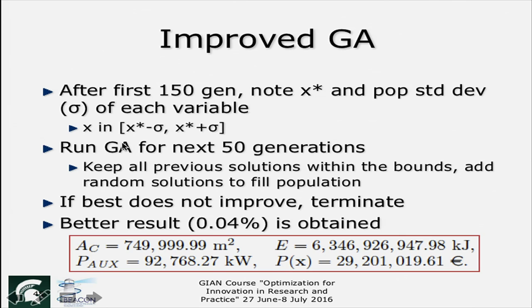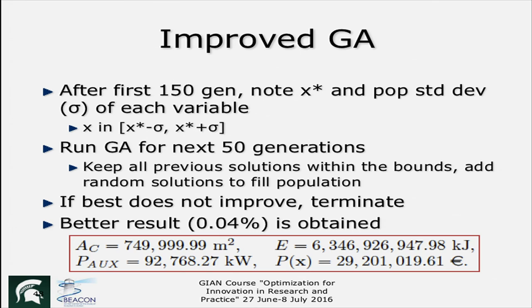We say, okay, we're going to run 150 generations and get the current X star, whatever is the best now. Then at that 150th generation, for every variable I have a minimum and a maximum, and I can find the standard deviation of the population. That's my sigma. Then I go plus or minus sigma around the X star and reduce my lower and upper bounds, so I restrict my search from there on. Run another 50 generations. I do it two times like that. And then we get a result.